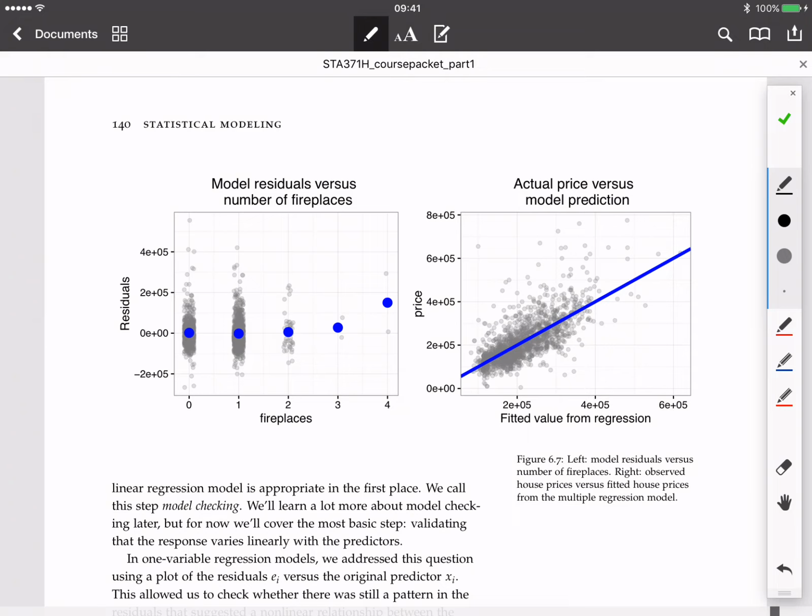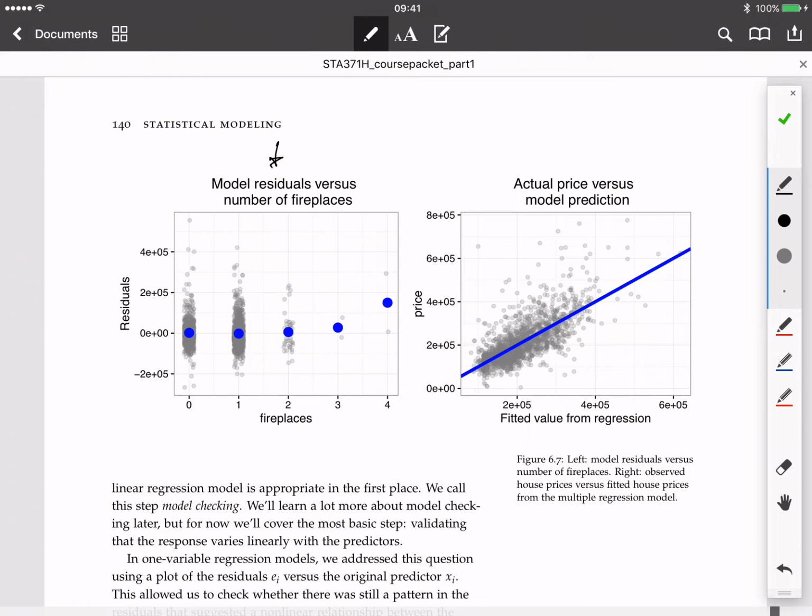The sort of more careful but more tedious way is to plot the residuals, and here on the left-hand side as an example, plot the residuals versus each of the individual predictors in our regression model. So in this case, that would be fireplaces, lot size, and square footage of the house. This plot on the left-hand side of this panel shows a plot of the model's residuals versus the number of fireplaces. And what we would hope to see is no systematic pattern. And indeed, we don't see a systematic pattern.